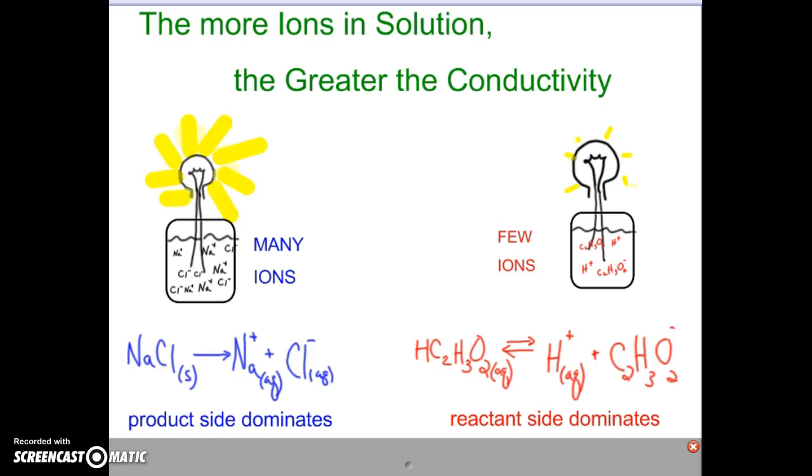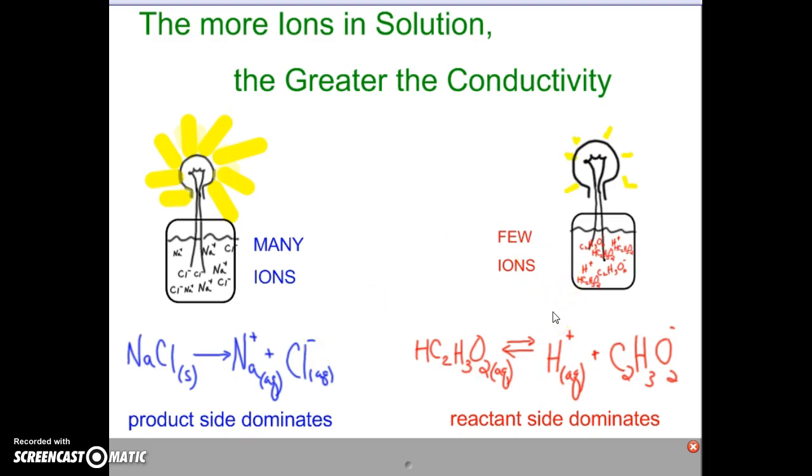By looking at the two equations shown here, you can actually see that since the light bulb is bright in the picture on the left, what really predominates in solution is not sodium chloride as a distinct unit, but sodium ions and chloride ions predominate. So they are found on the product side.